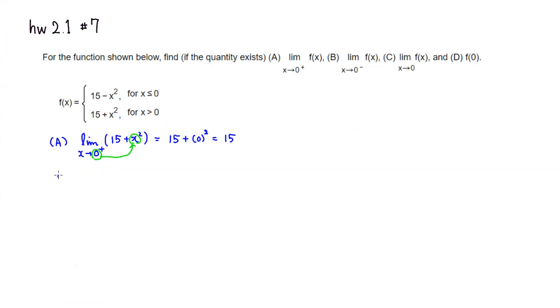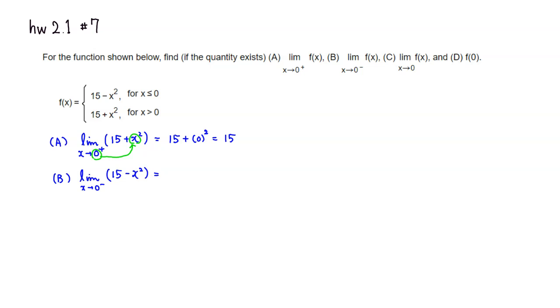So you have part B, and this time we're going from the left. So you have the limit as x approaches 0 from the left. Since x is approaching 0 from the left, x is going to be a negative value. So we're going to have to use the top formula: 15 minus x squared.